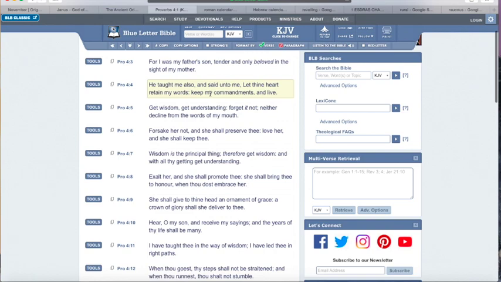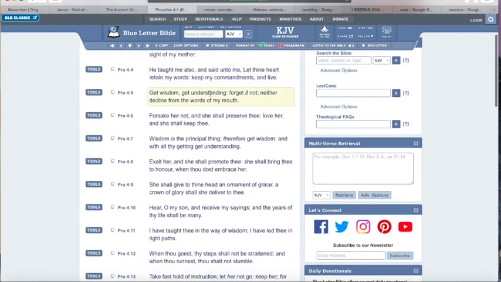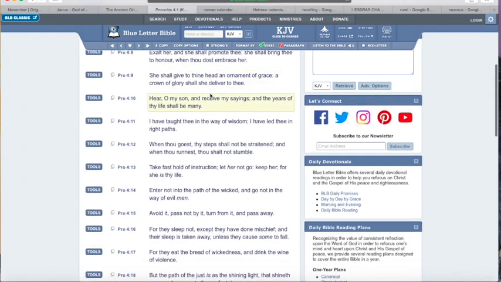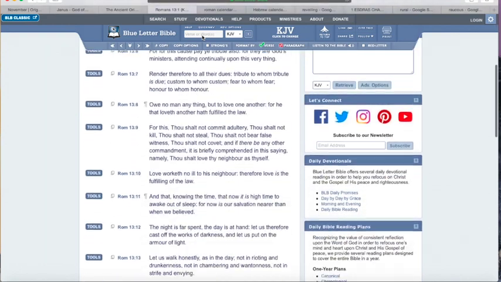So this is Proverbs 4:14, and it says, enter not into the path of the wicked, and go not in the way of evil men. Avoid it, pass not by it, turn from it, and pass away. So enter not in the path of the wicked, and go not in the way of evil men. So yeah, all the partying, and things like that, following evil men, following the multitude. All right, so this is the scripture I wanted right here.